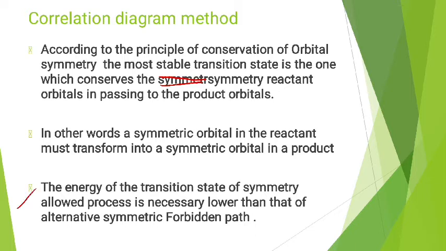Next, the energy of the transition state of a symmetry allowed process is necessarily lower than that of the alternative symmetry forbidden path. So, different types of transition states exist, but the symmetry allowed transition state is necessarily lower than that of alternative symmetry forbidden paths.